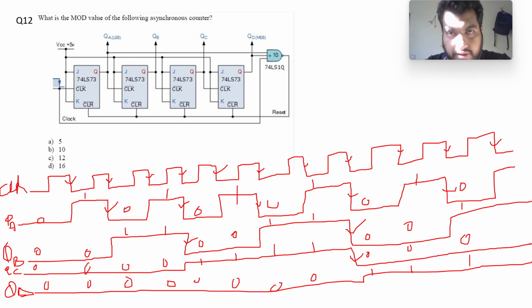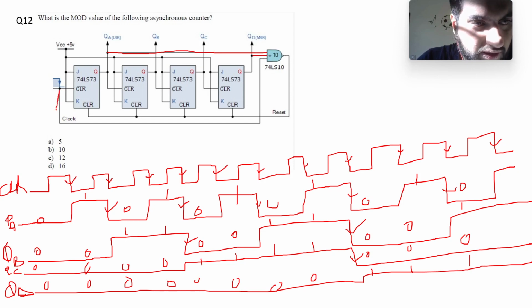So let's just look at this NAND gate. This NAND gate is connected to the output of the first flip-flop, that is QA, and it's also connected to QD, and it's also connected to the clock. So this will be equal to 0, because we need to see when this will be equal to 0, because that will reset the whole counter.